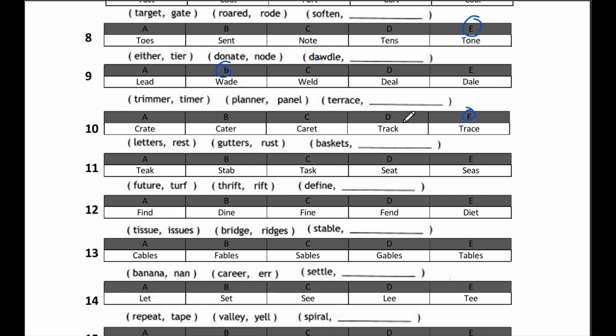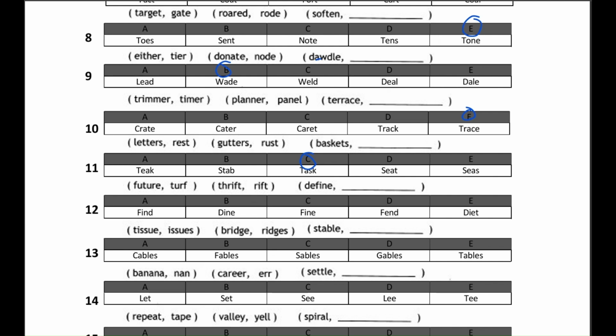Question number 11. Moving on to question 11, our given word pairs are letters, rest, and gutters, rust. Let's see how the word baskets is transformed by that rule. The options here are A, teak, B, stab, C, task, D, seat, or E, seize. The correct answer is C, task. Using the same transformation or letter rearrangement from the earlier pairs, baskets becomes task.